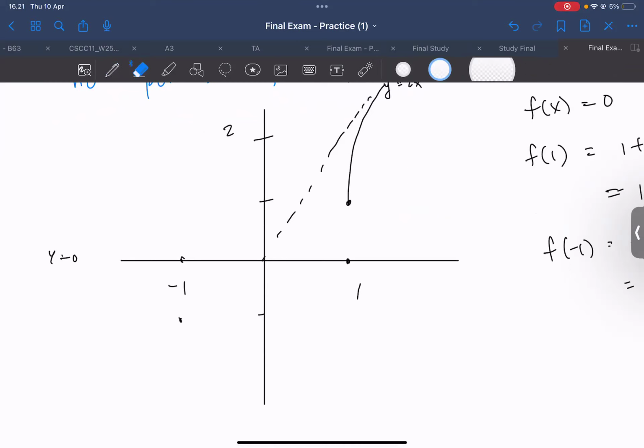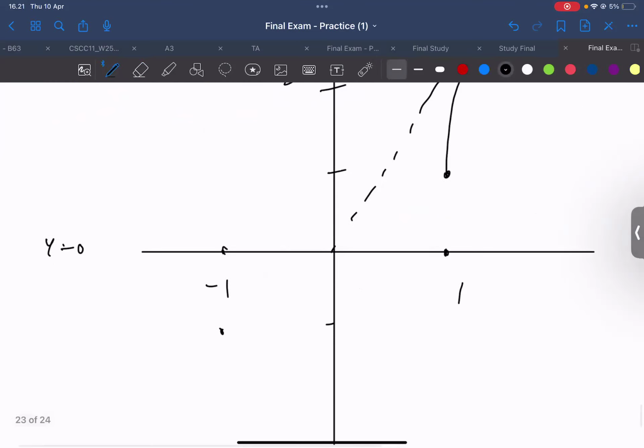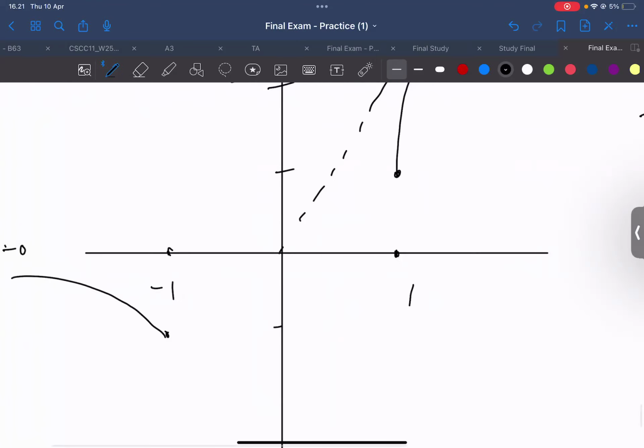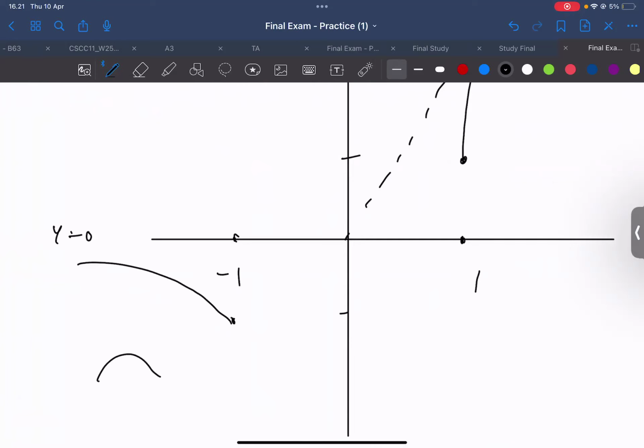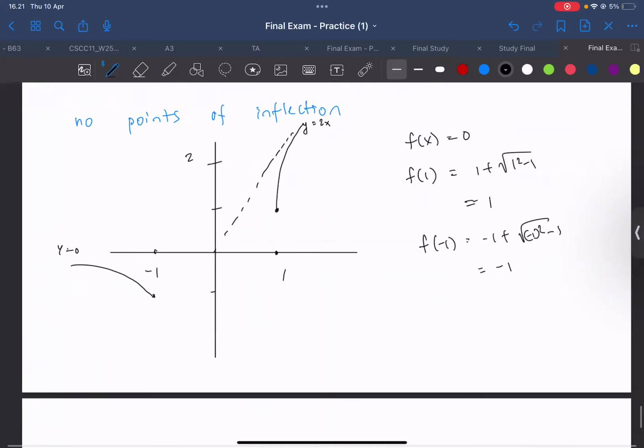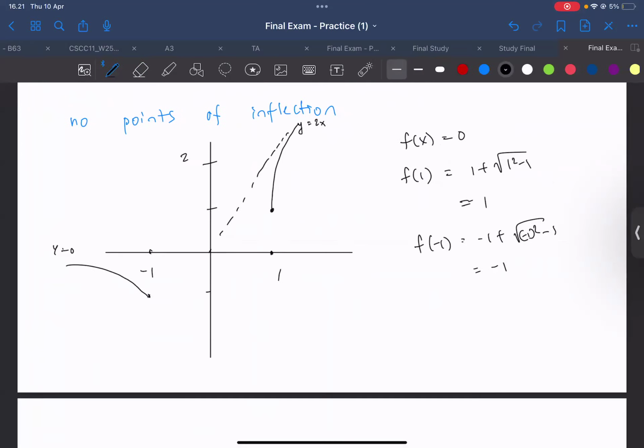And the same case goes for the left. As it goes to negative infinity, it should go closer to 0, so we just draw it like that. And we know that it's also concave down. Just make sure that you pay attention to the concavity, because if it's concave up, you'd have to draw it like that, something like that. So that's how you graph the question.